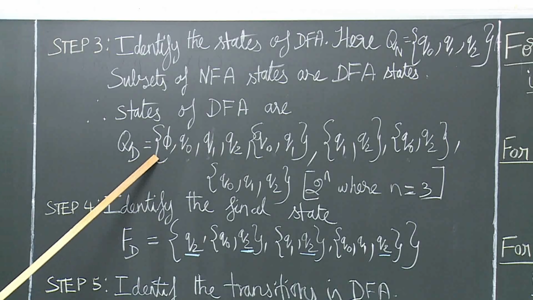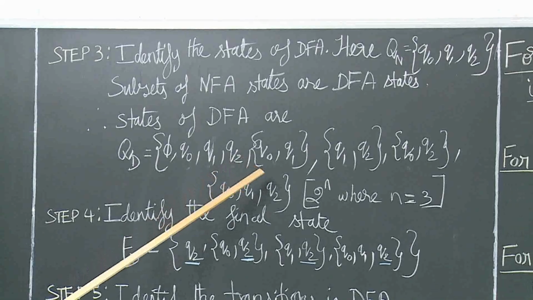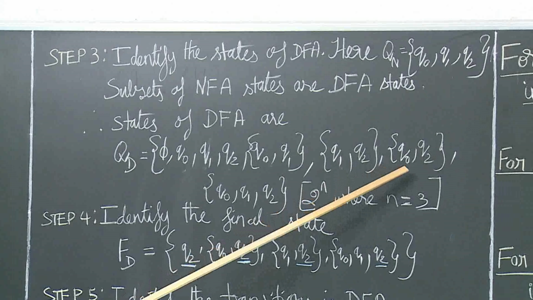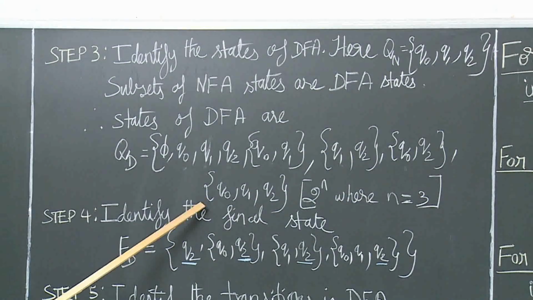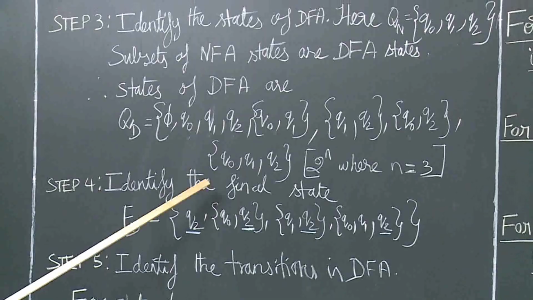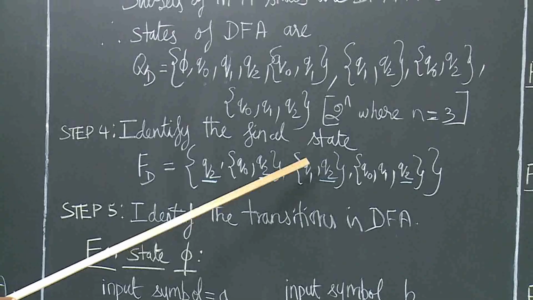First will be phi, next Q0, Q1, Q2, next the subsets of these 3: Q0 Q1, Q1 Q2, Q0 Q2, and finally all the 3, Q0 Q1 Q2. Therefore totally 8 states. Next, step 4, we have to identify the final states.